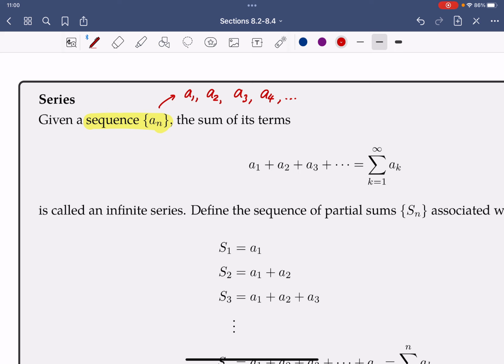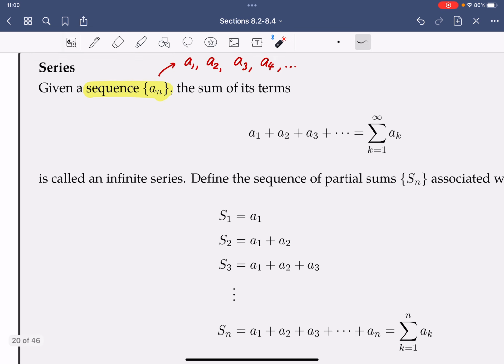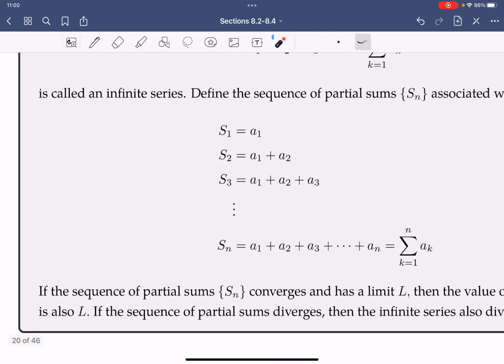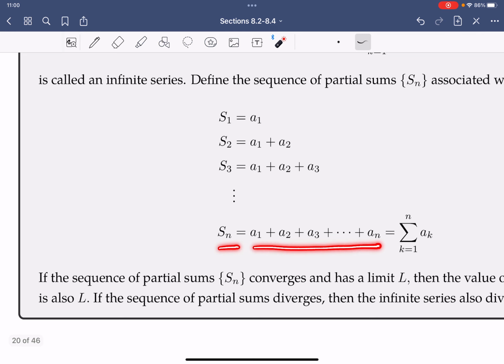But now we're going to make something more interesting. This is called a series. Now you add them up. If you say A1 plus A2 plus A3, you just use each term and add them up. This is called the infinite series. Let's do an observation here. S1 equals A1. We call S the partial sum. S2 is the sum of the first two terms of the sequence. S3 is the first three terms. Sn is the first n terms of the sequence.